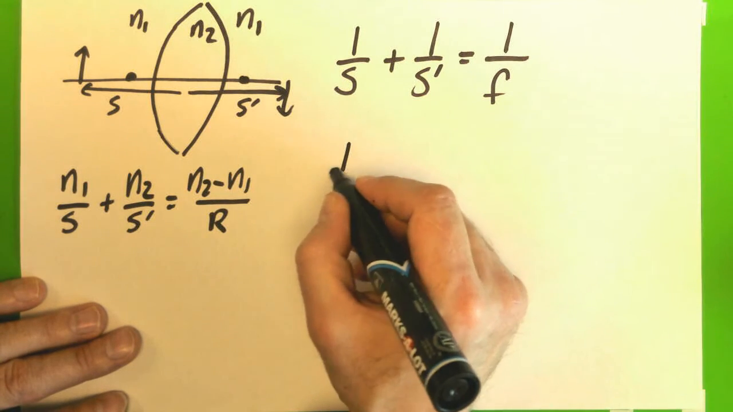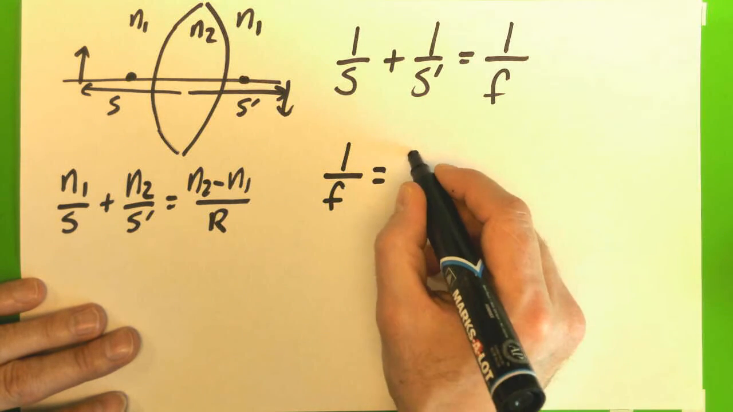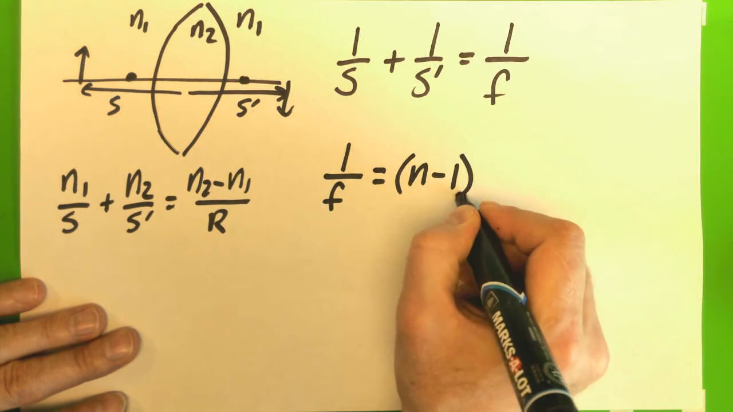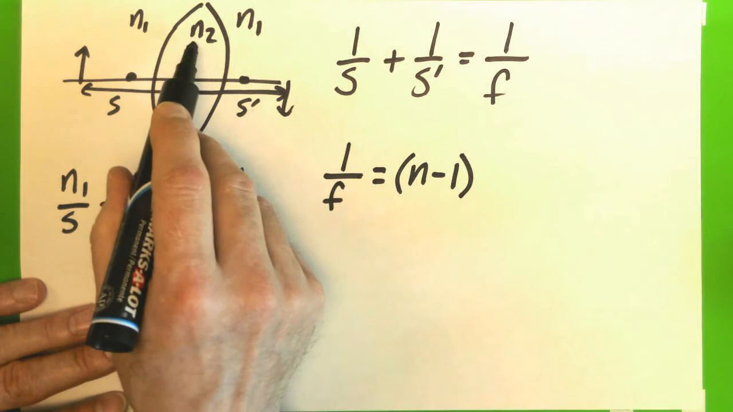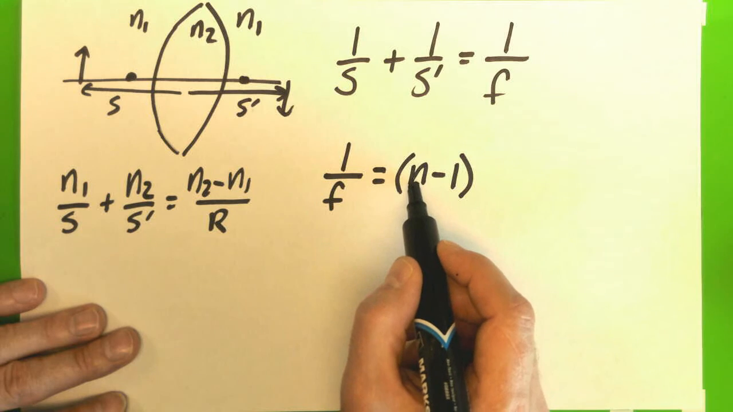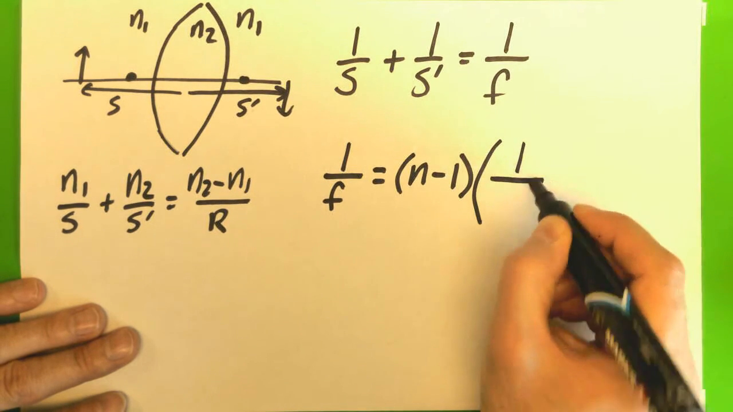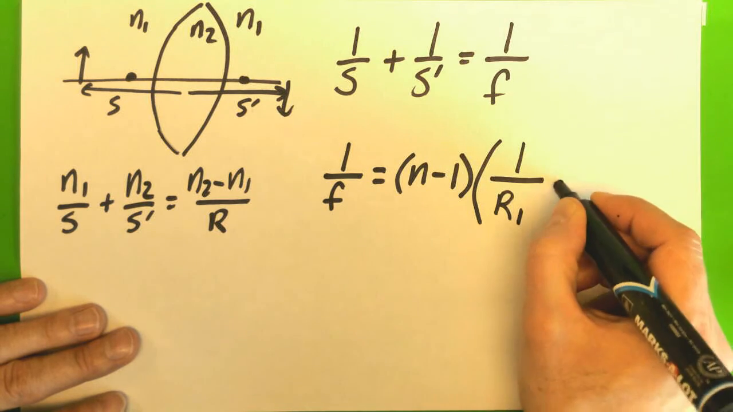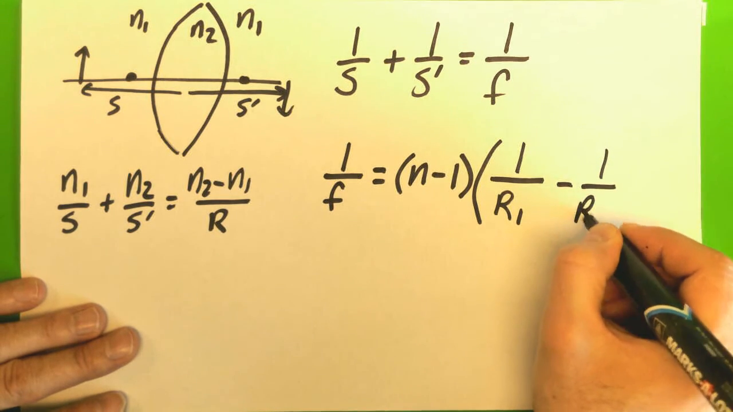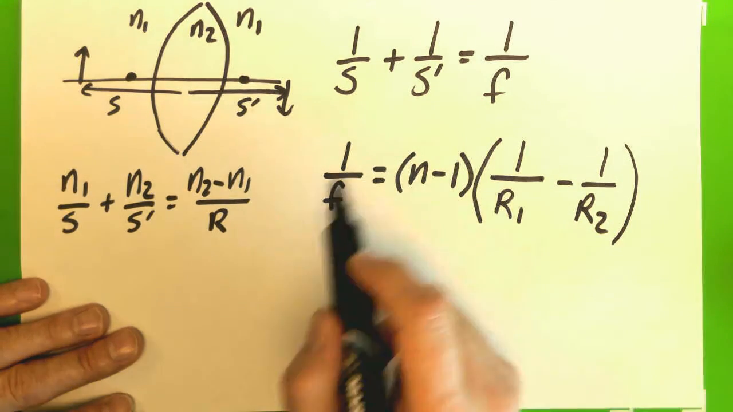It ends up being nicer to write it in an inverse form of 1 over F is equal to N minus 1, where again we're assuming we have some index of refraction inside air, so we only have one index of refraction, N minus 1, times 1 over R1 minus 1 over R2. Okay. That's the lens maker's equation.